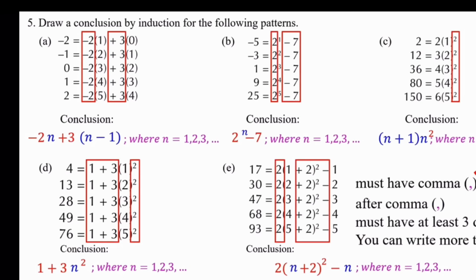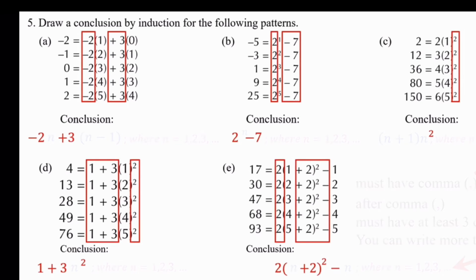And the same thing applies for D, is 1 plus 3, and then n to the power of 2, and so on and so forth. For E, you can observe the pattern is there. So make sure you have 3 dots after the comma so that they won't deduct your marks.